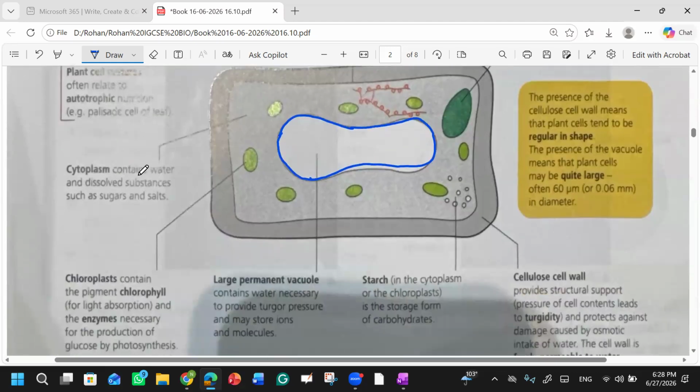Now, cytoplasm containing water and dissolved substances such as sugar and salt, just like the plant cell. There is water and there are dissolved substances in it, sugar and salt. More sugar and salt in the cytoplasm. Why is there more sugar and salt in the cytoplasm of the plant cell?